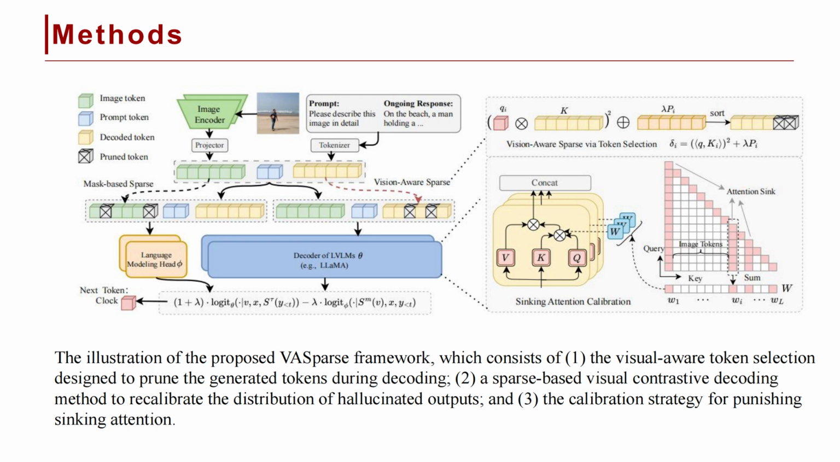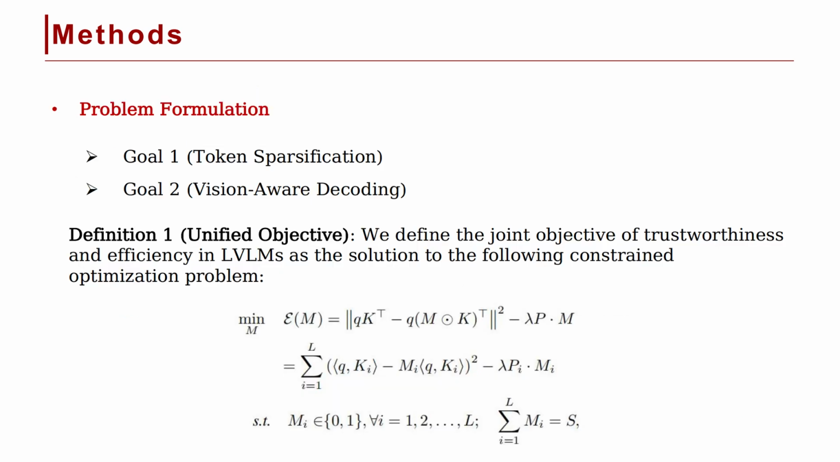Third, we introduce a syncing attention penalty to reduce overfocus on text tokens. This helps the model maintain a balanced attention distribution. Overall, our framework is highly efficient and does not require secondary decoding or external tools. We formalize our approach as an optimization problem with two main goals.